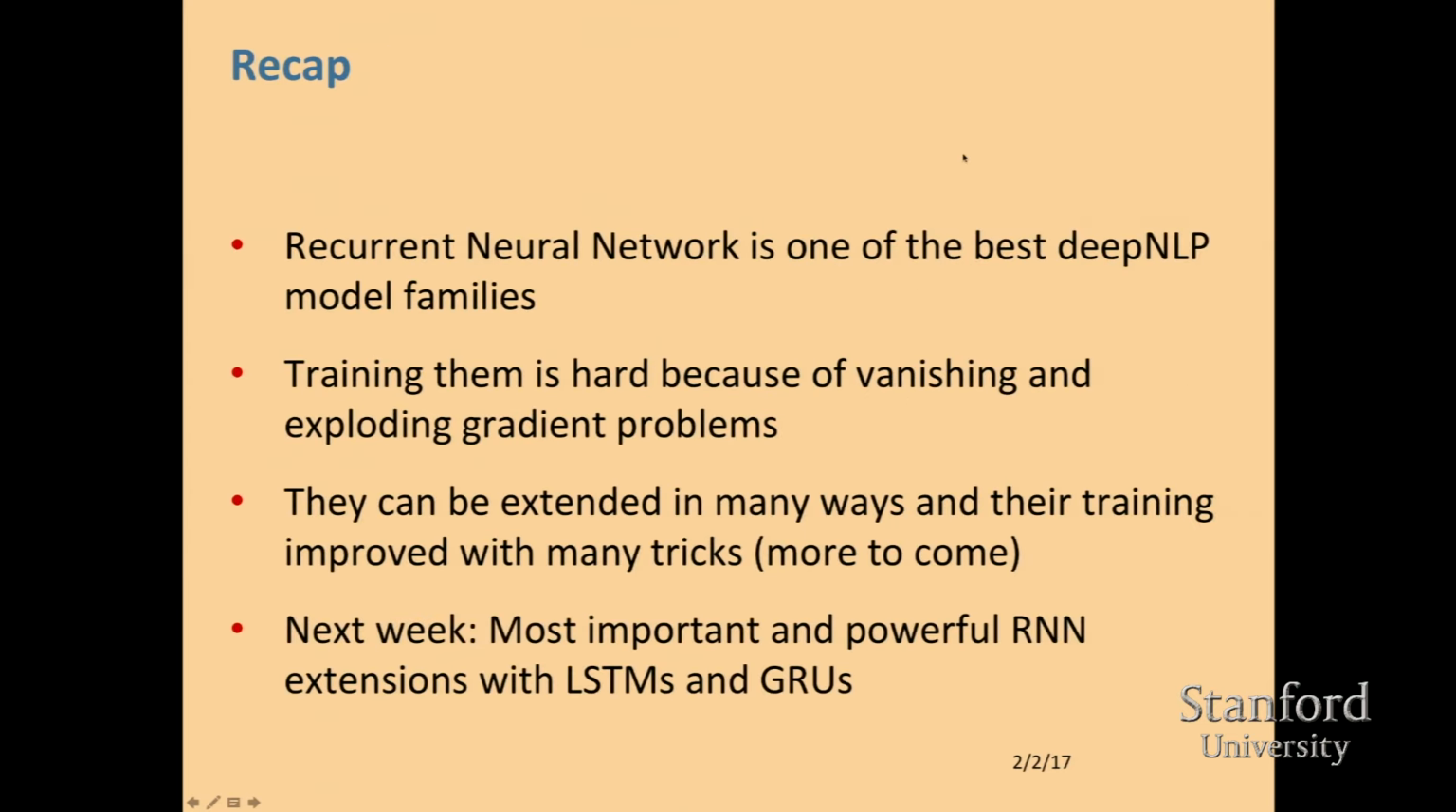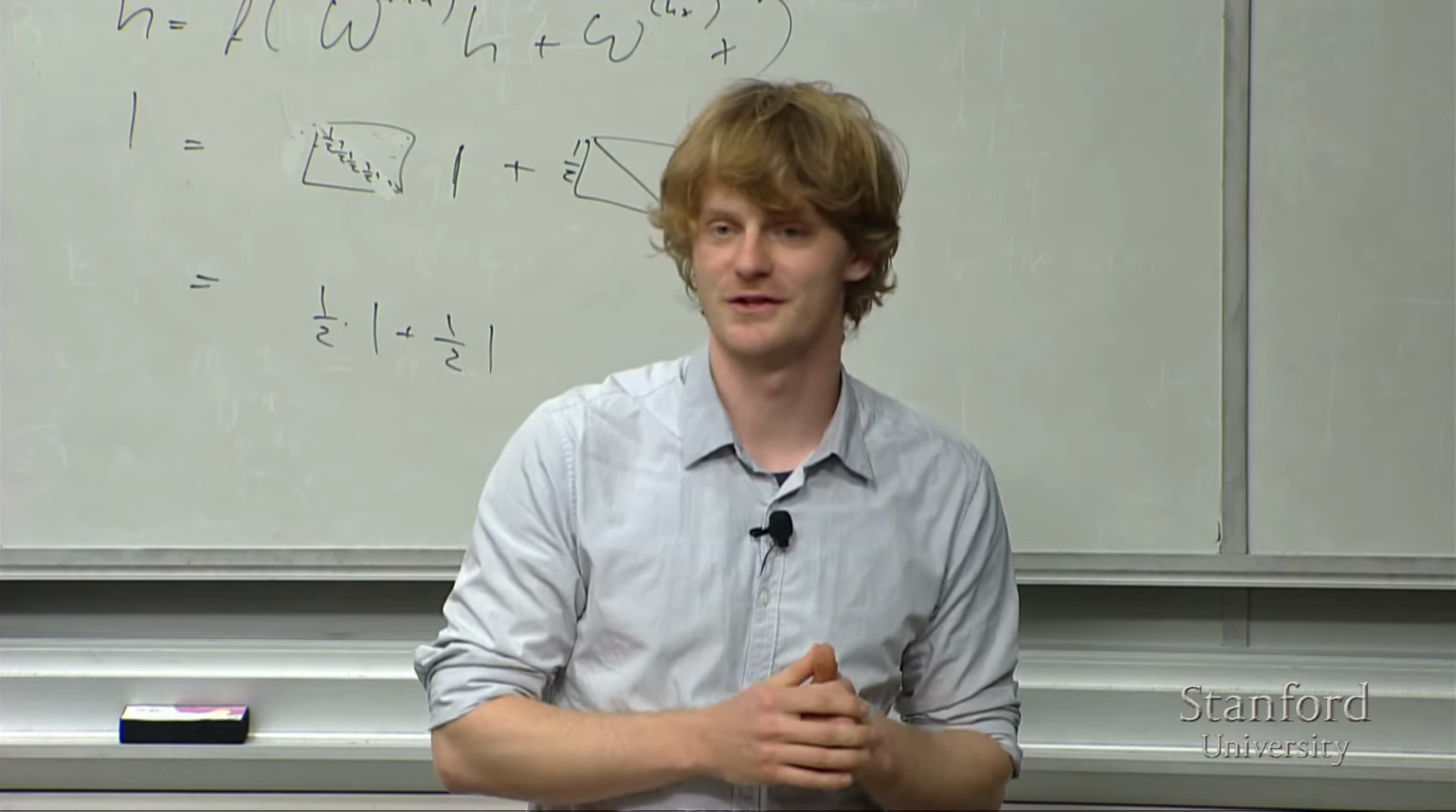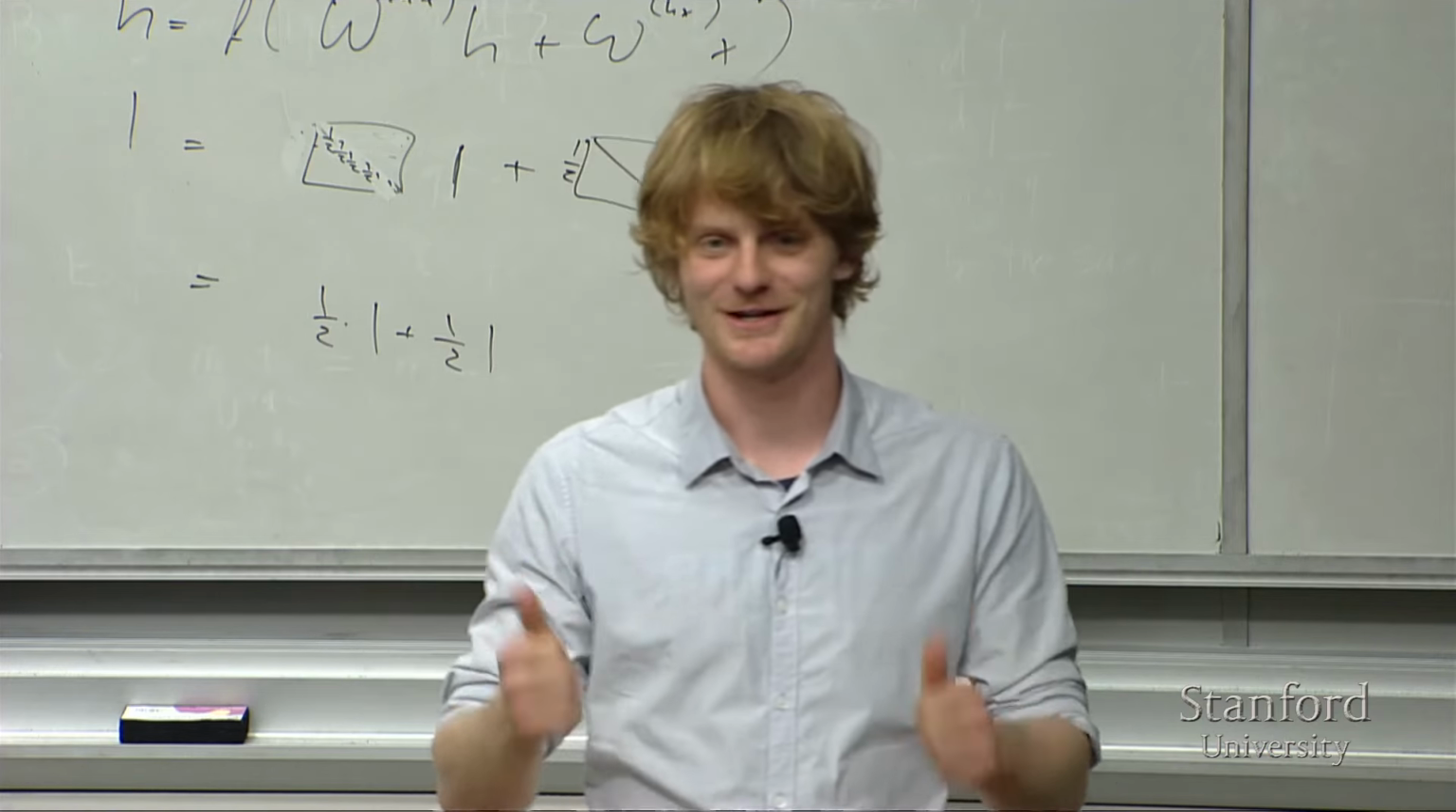All right, so let's recap. Recurrent neural networks, the best deep learning model family that you'll learn about in this class. Training them can be very hard. Fortunately, you understand backpropagation now, so you can gain an intuition of why that might be the case. In the next lecture, we'll extend them with some much more powerful models called gated recurrent units, or LSTMs. Those are the models you'll see all over the place in all the state-of-the-art models these days. All right, thank you.